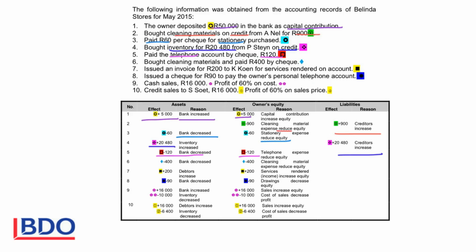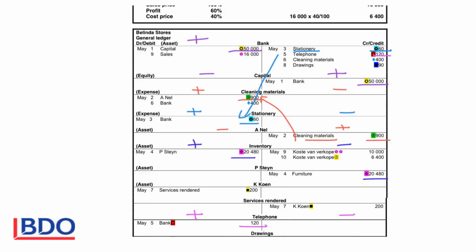Bought cleaning materials and paid by check. Cleaning materials is an expense, so it means that the expense will decrease my equity because we will make less profits, and the money is taken out of the bank, so the bank will also decrease. Cleaning materials, the account will be debited because expenses increase on the debit side. We've taken the money out of the bank, so the bank account will be credited to reduce the money in the bank.